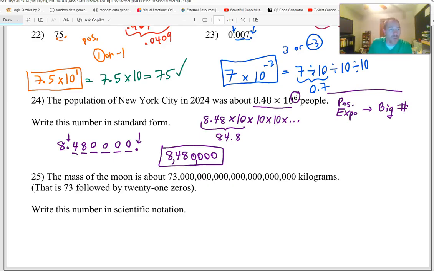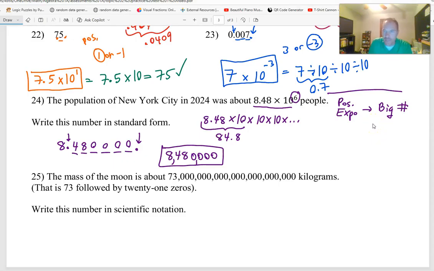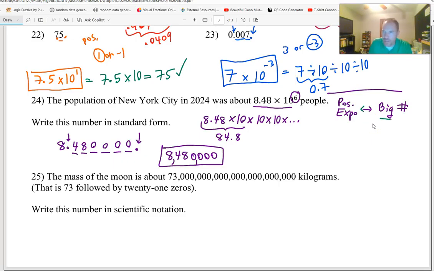Okay. Number 25. 25, we're going the opposite way. Again, you can read that story about the mass of the moon, how heavy is the moon, but in this case, we're starting with a big number. 73, oh boy, I don't even know how to say that number necessarily, but that's a big number. So I'm going to have a positive exponent. So what's the single digit? It's going to be 7.3, and then times 10 to some power. That's what I got to figure out. But I know this is going to be a positive exponent because this is such a big number.